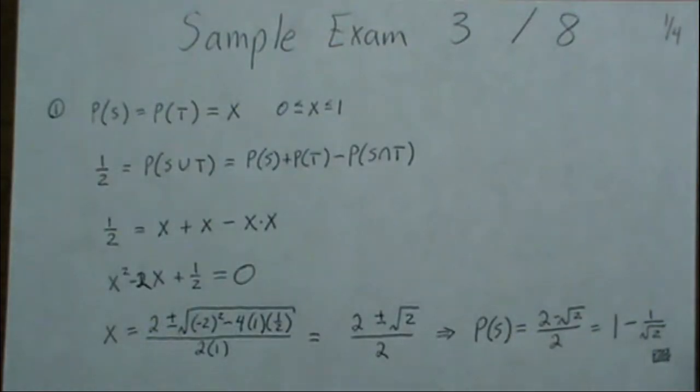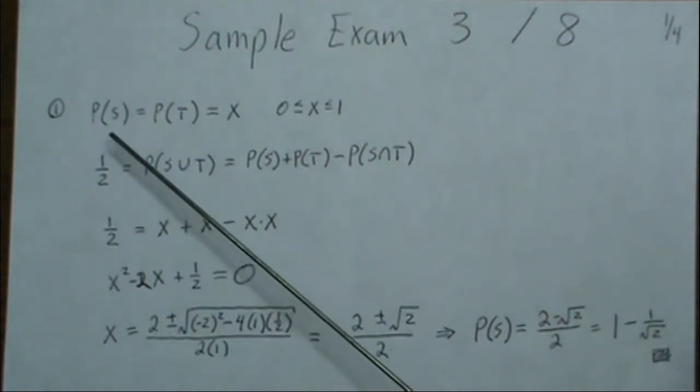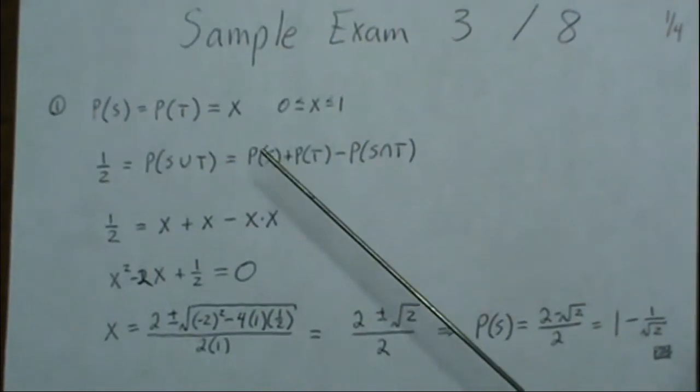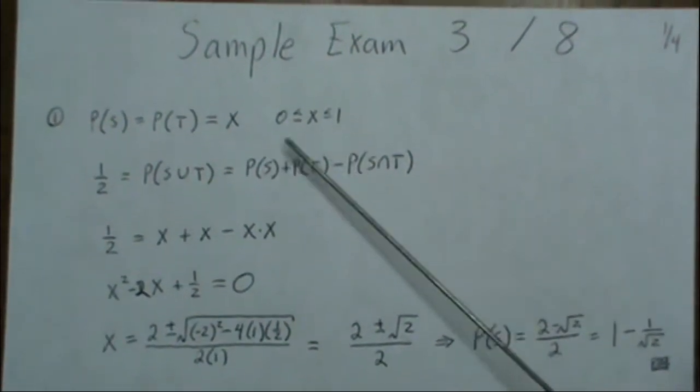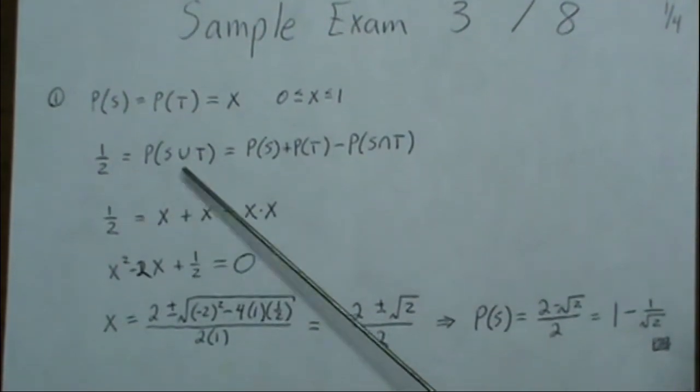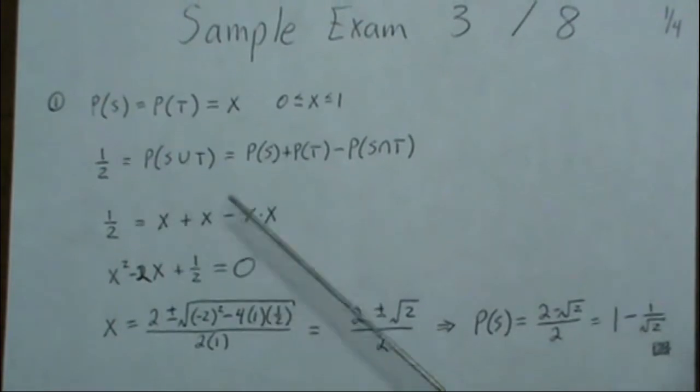Sample exam 3 of 8, problem number 1. We're given that the probability of S and the probability of T are the same. Let's call it X. And note that probability has to be between 0 and 1. We're also given that their union is 1/2.